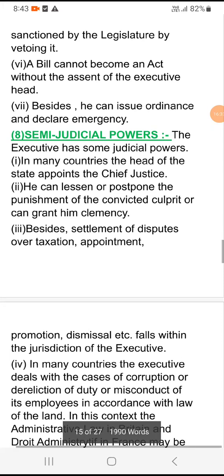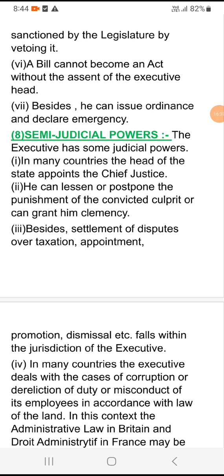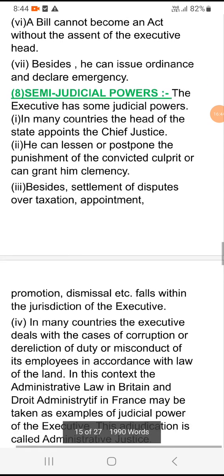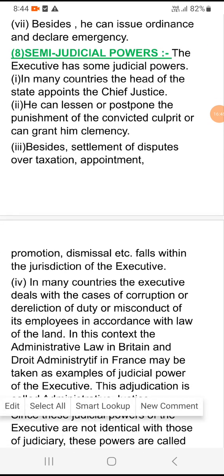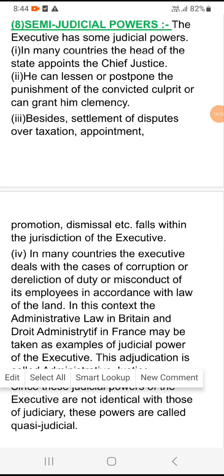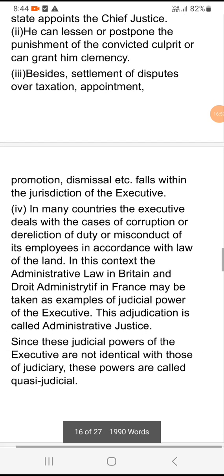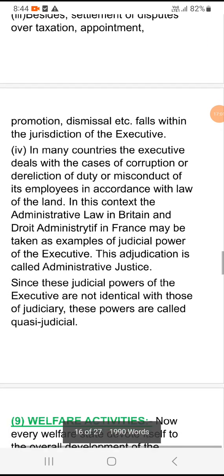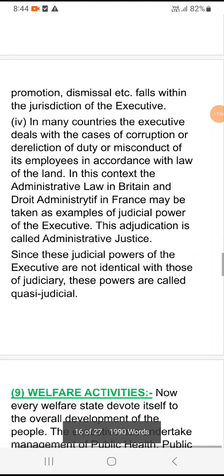Number 8. Semi-judicial powers. The executive has some judicial powers. In many countries, the head of the state appoints the chief justice. He can lessen or postpone the punishment of the convicted culprit, or can grant him clemency. Besides, settlement of disputes over taxation, appointment, promotion, dismissal, etc. falls within the jurisdiction of the executive.